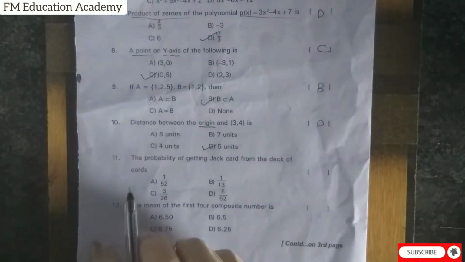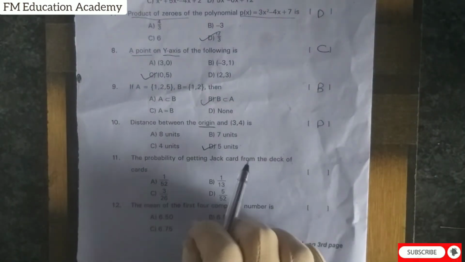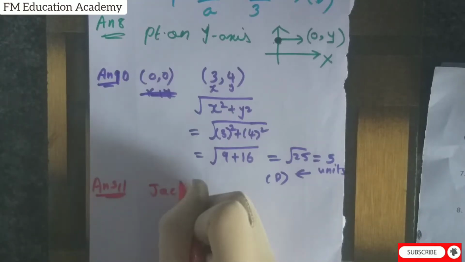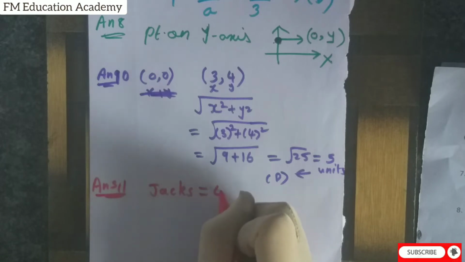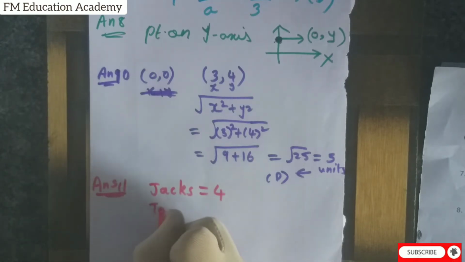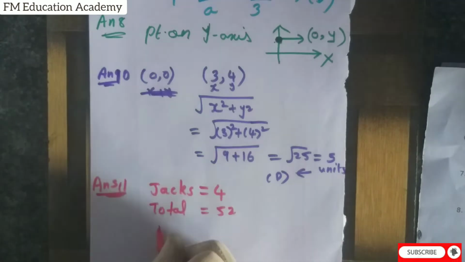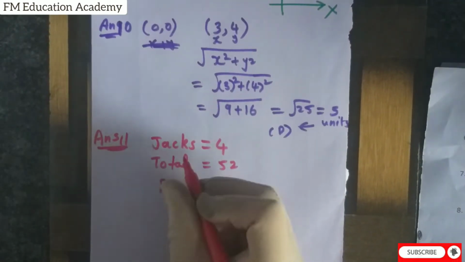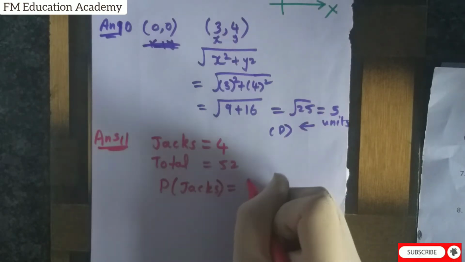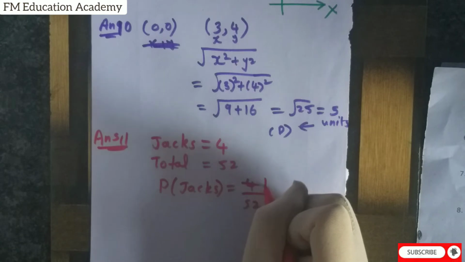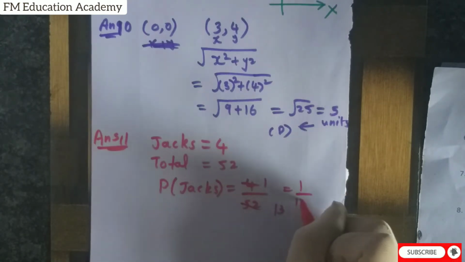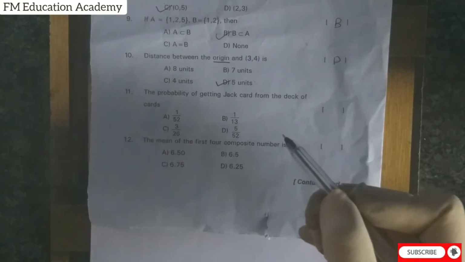Next question. The probability of getting a jack card from the deck of cards is? We know that there are 4 jacks out of 52 cards in total. So the probability of a jack is the number of jacks by total cards, 4 by 52. 4 ones are 4, 4 ones are 4, 4 threes are 12. So the answer is 1 by 13. That is option B.